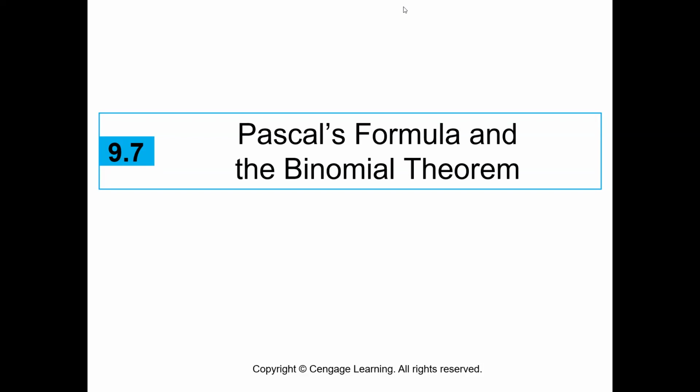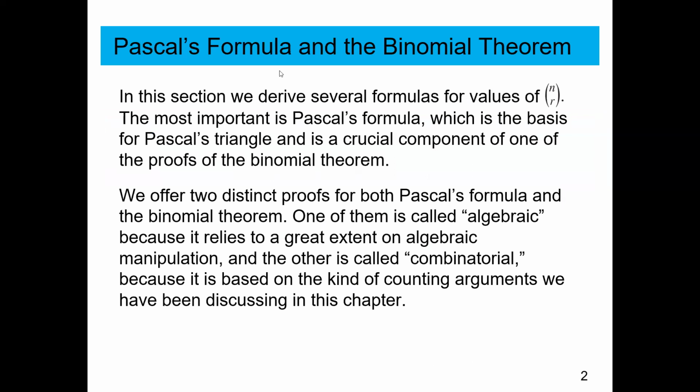Let's continue with our chapter 9 by talking about Pascal's formula and the binomial theorem. This is really going to build on something I've already hinted at in some of the past videos from chapter 9. I don't know if you're familiar with Pascal's triangle, but it's very, very important and it's a crucial component. It's the idea that gives us the form of a key identity for combinations, or what are known as the binomial coefficients.